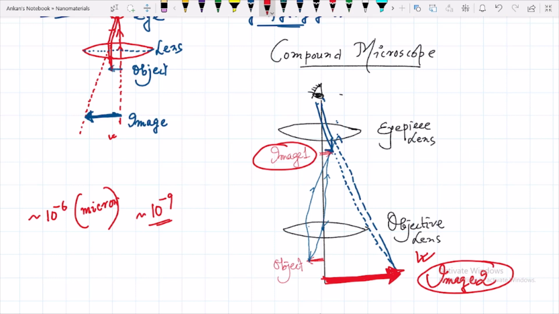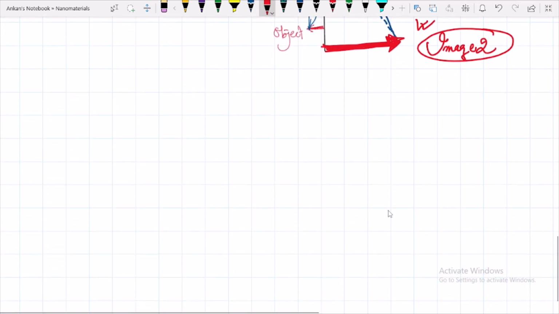So we have to change the magnifying agent to something that can magnify much better than visible light. After some permutation, combination and trial and error, scientists used the electron as the working agent for magnification, and the technique was named electron microscopy.